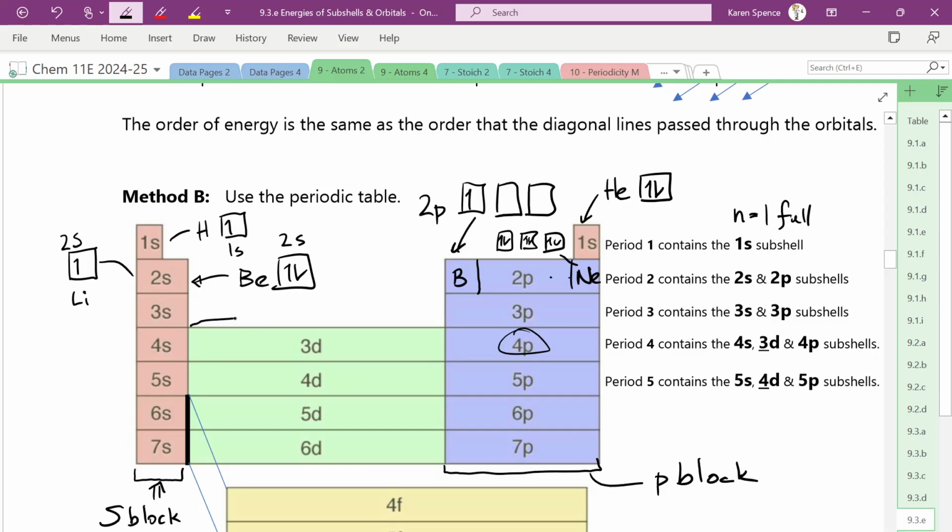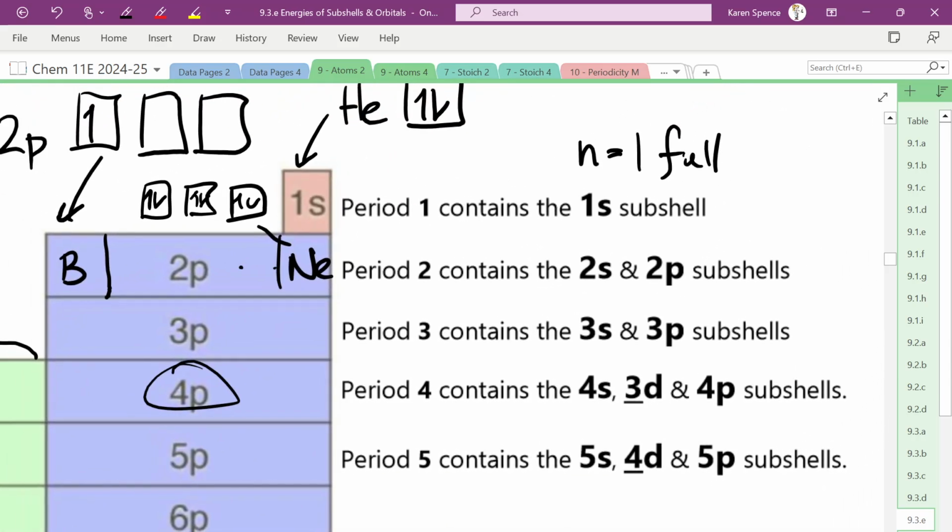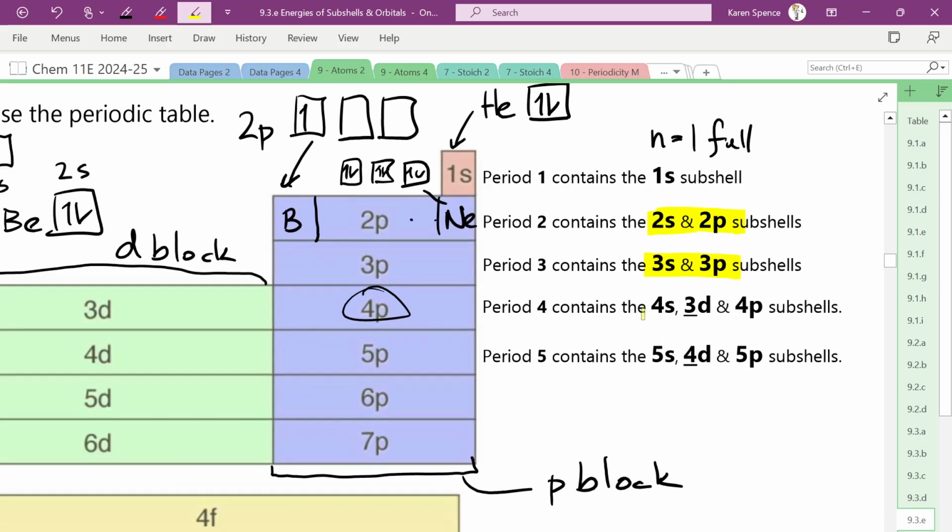These guys here, guess what they're called? That's called the D block. And the last electrons go into the D block. What do you notice about the Ds, though? As we go across period 1, we had the 1s subshell. As we go across period 2, we have the 2s and the 2p. And 3 has 3s and 3p. Uh-oh, why is the 3d not there? Because it's actually higher in energy than the 4s. So the fourth period contains 4s, 3d, and 4p.